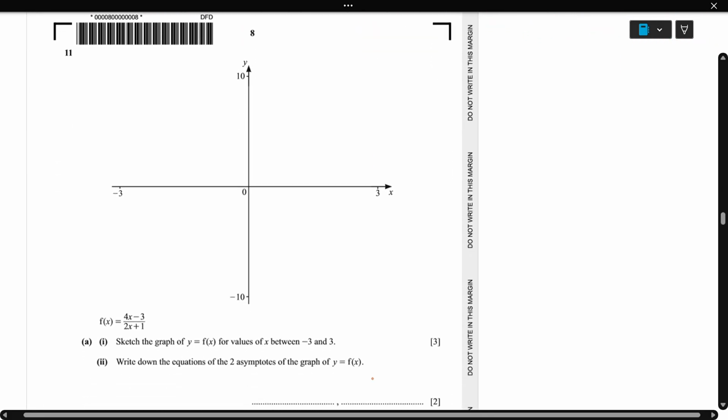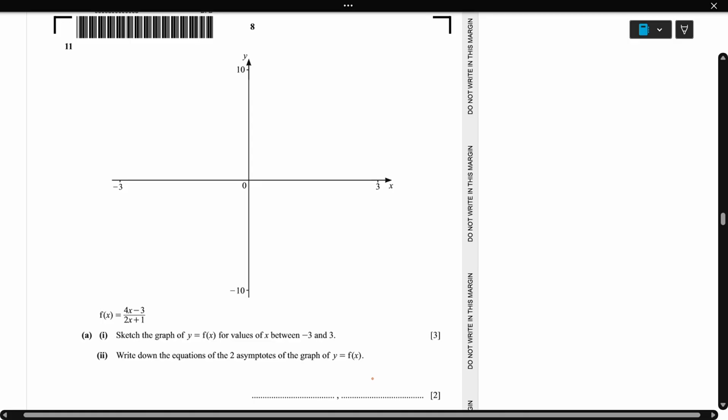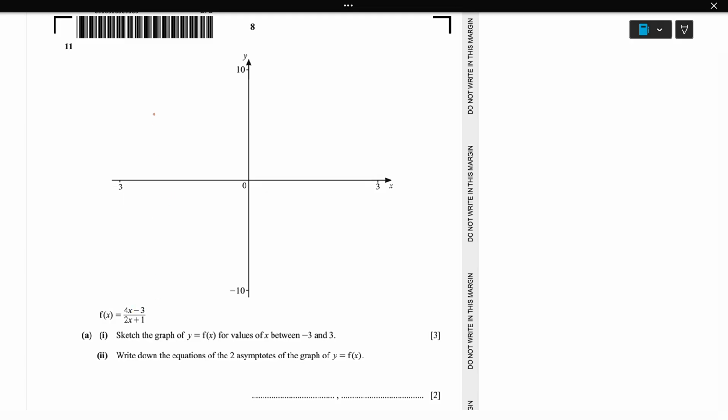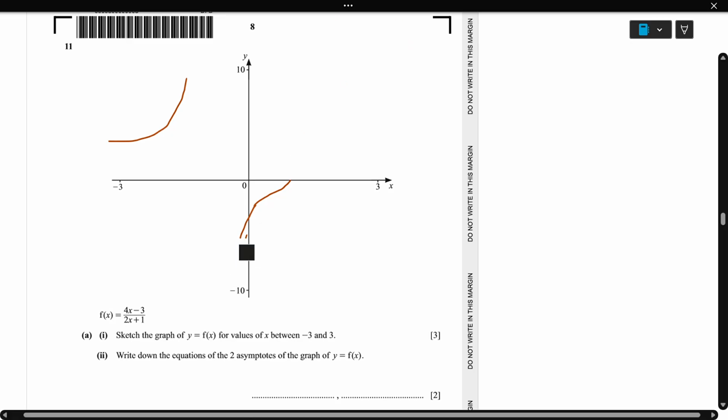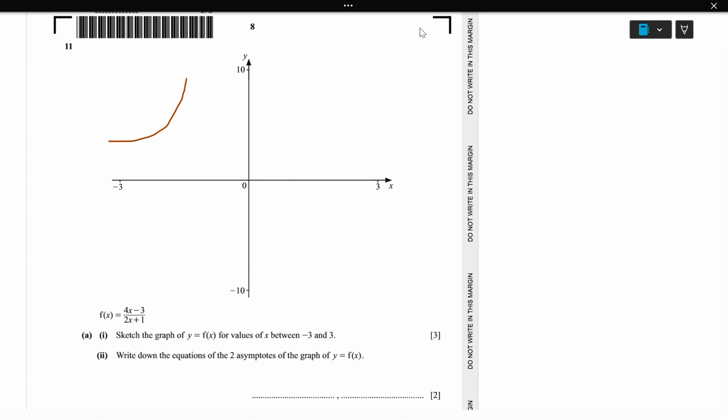The next question, question 11. Okay, here also same. You can use the calculator to get the graph. The graph you will get exactly like this. Yeah, so you'll get the graph like this. Sketch the graph, that's done.